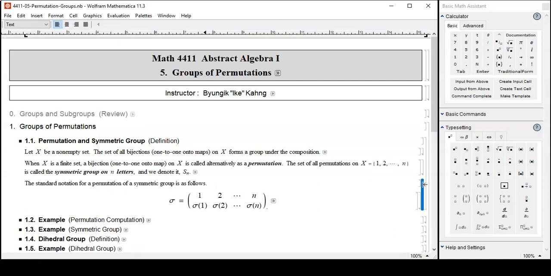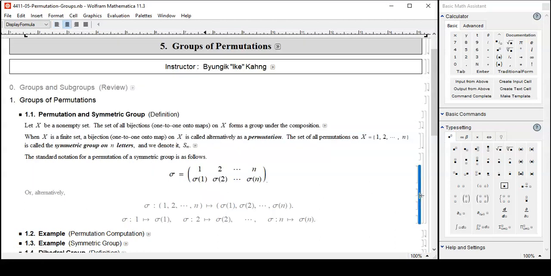Here's a standard notation for a permutation. 1 goes to sigma 1, 2 goes to sigma 2, 3 goes to sigma 3, and so on all the way over to n goes to sigma of n. We use this kind of notation, which looks kind of like a matrix, but this is not a matrix. It's a permutation. Some alternative notations include this n-tuple, 1 through n is reshuffled into sigma of 1, sigma of 2, and so on and so forth.